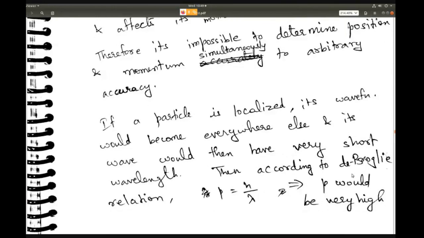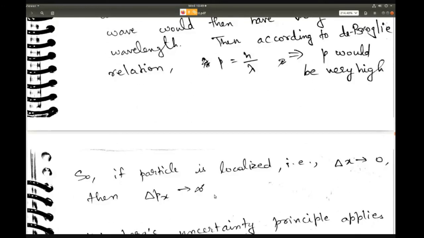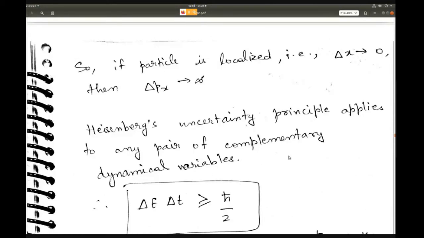So if the wavelength is very small, it means the energy is very high. Then according to the de Broglie relation, p is equal to h by lambda. So the momentum would become very high if the wavelength is very small. So if the particle is localized, that is delta x tends to 0, then delta px will tend to infinity. That is what you get from the de Broglie relation also. Heisenberg's uncertainty principle also applies to any pair of complementary dynamical variables. Another pair of complementary variables are energy and time. So again, delta E into delta t is greater than or equal to h cross by 2.